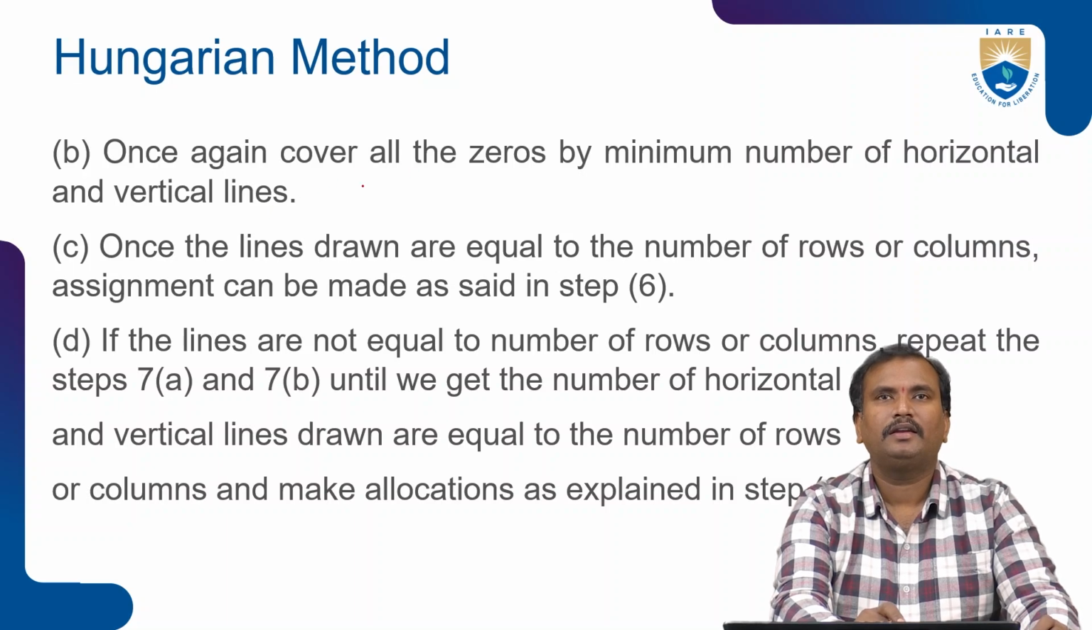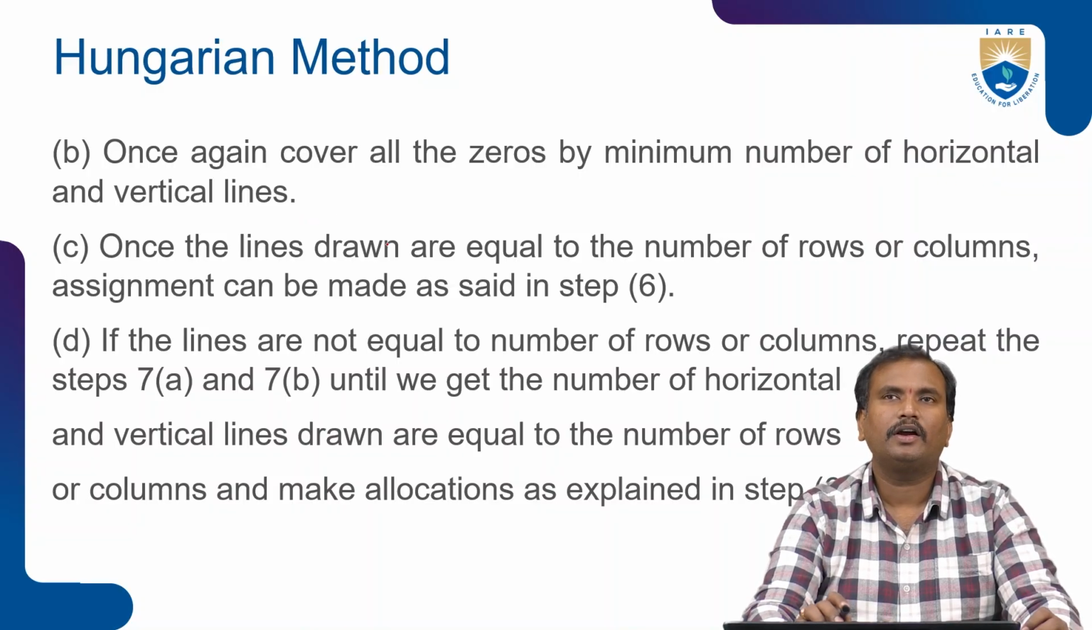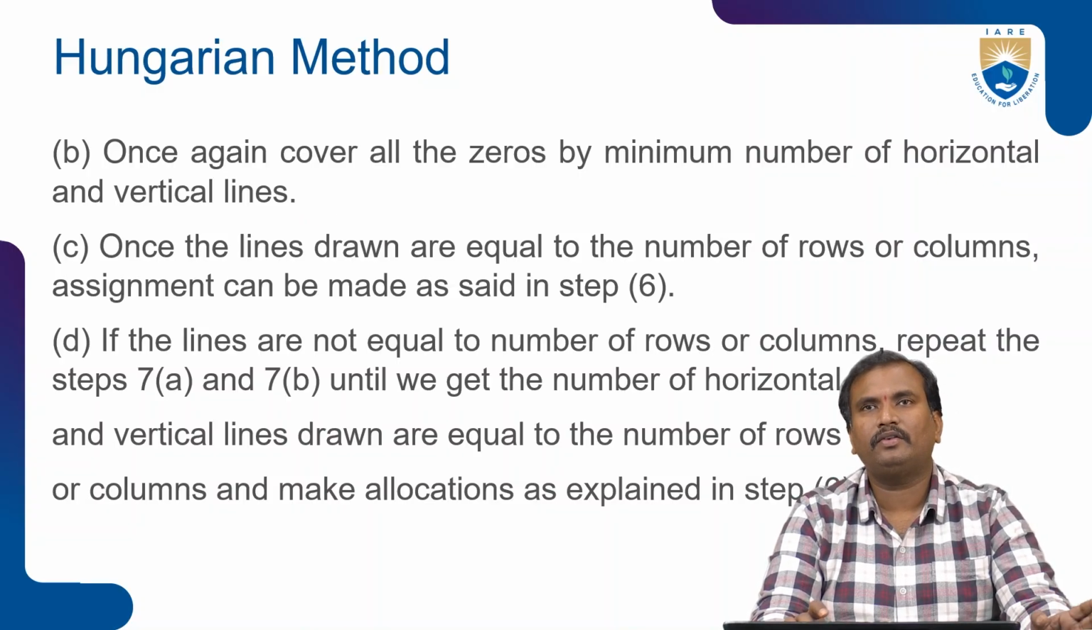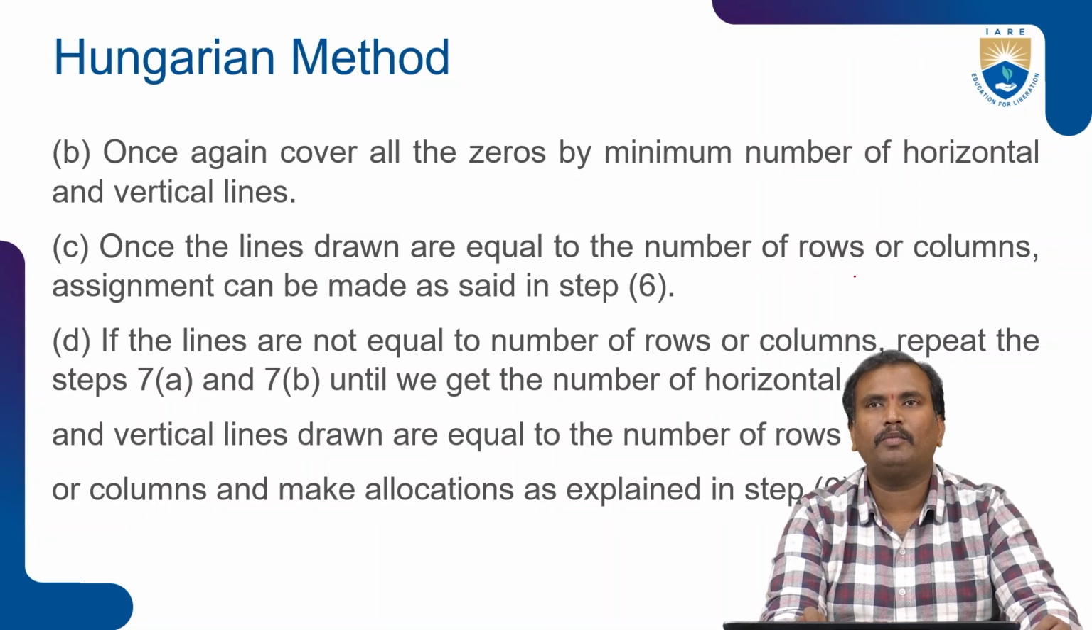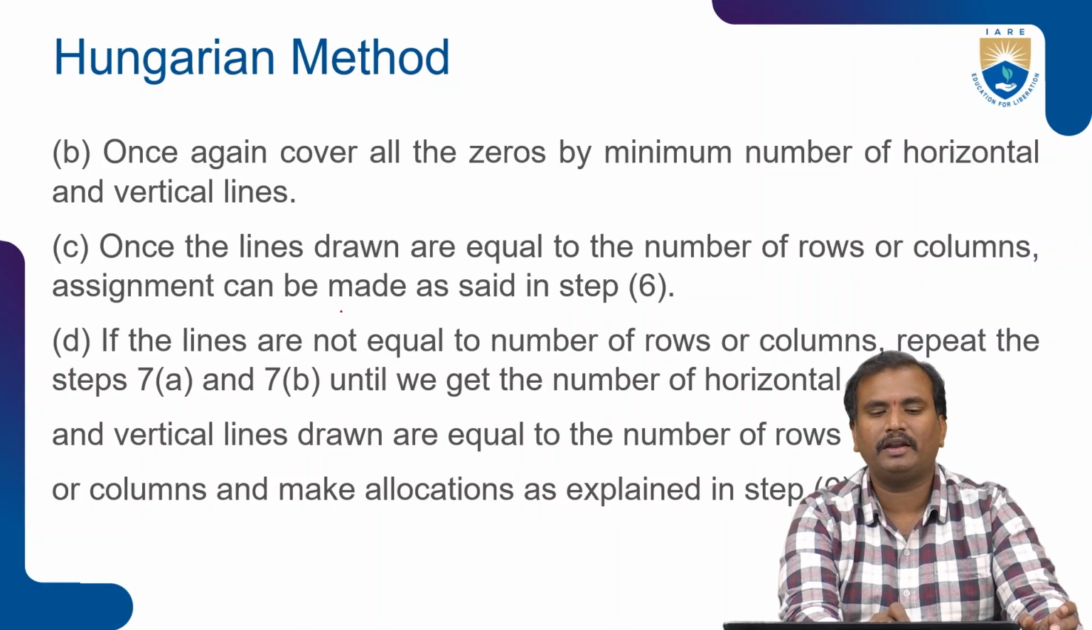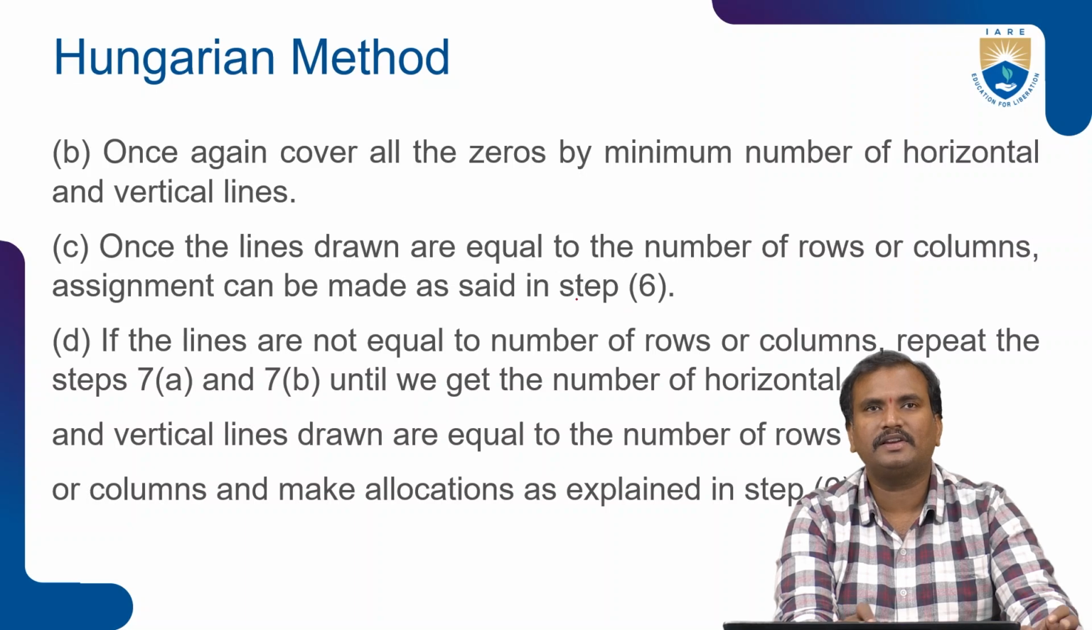Once again, cover all the zeros by the minimum number of horizontal and vertical lines. Once the lines drawn are equal to the number of rows or columns, the assignment can be made as said in step 6.